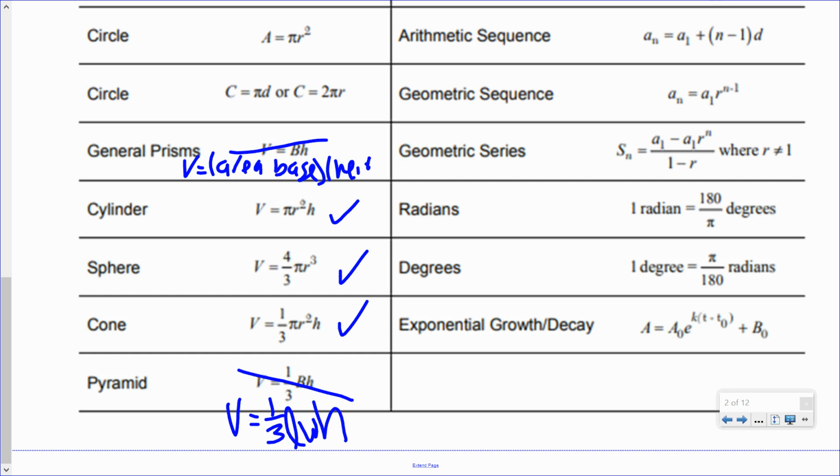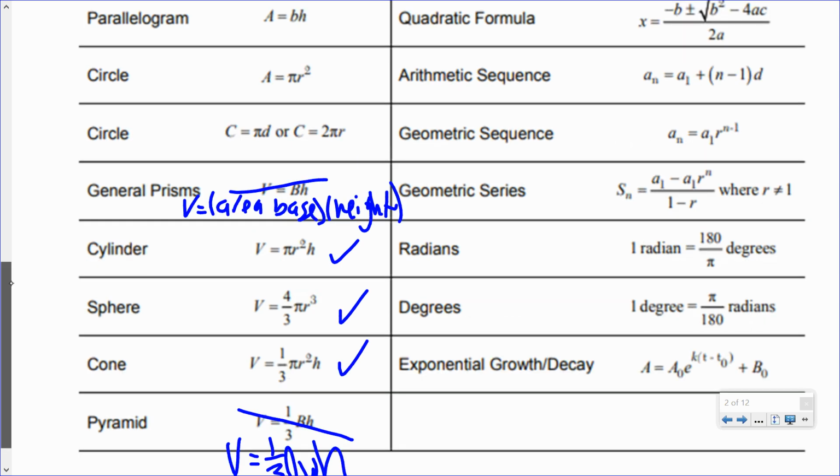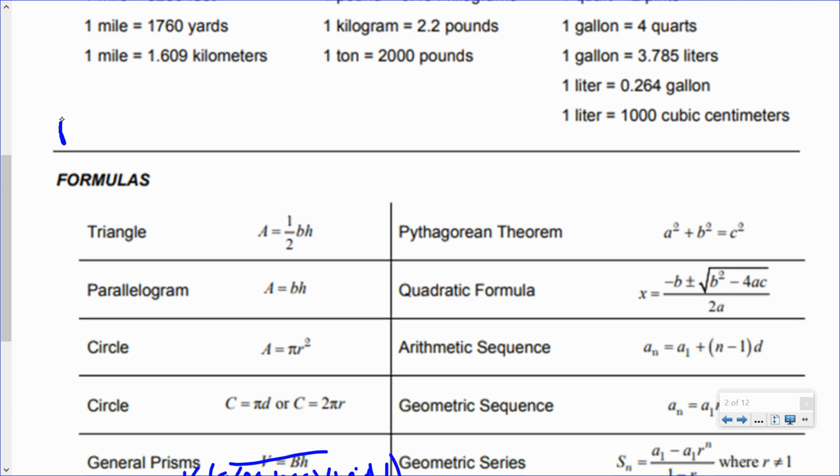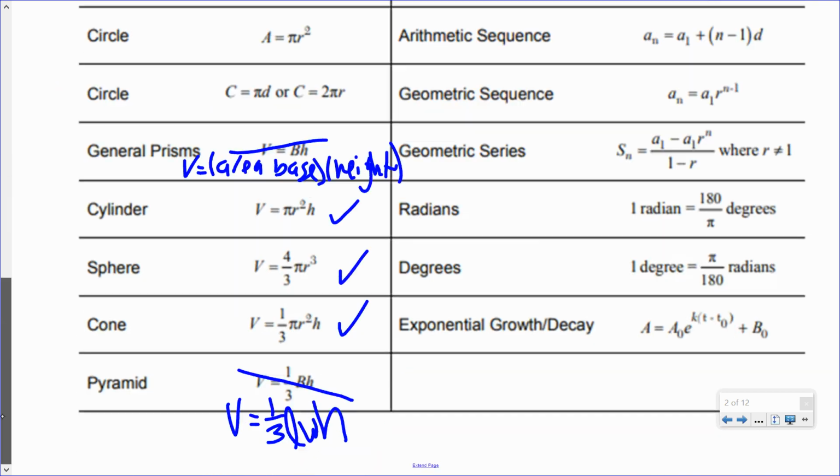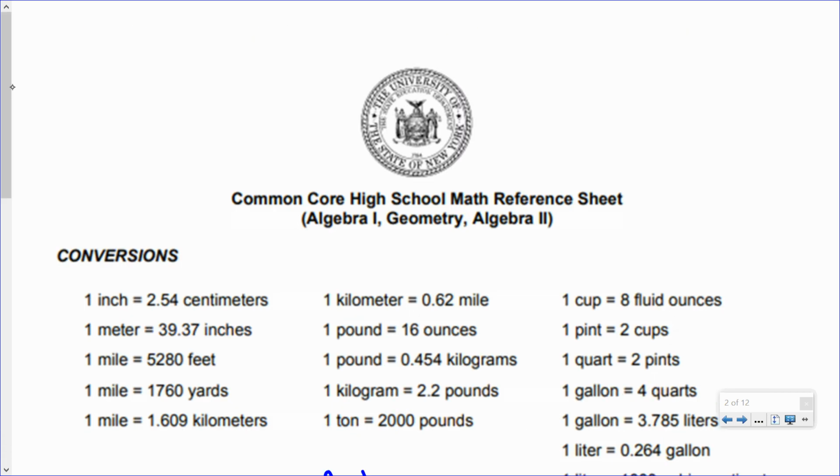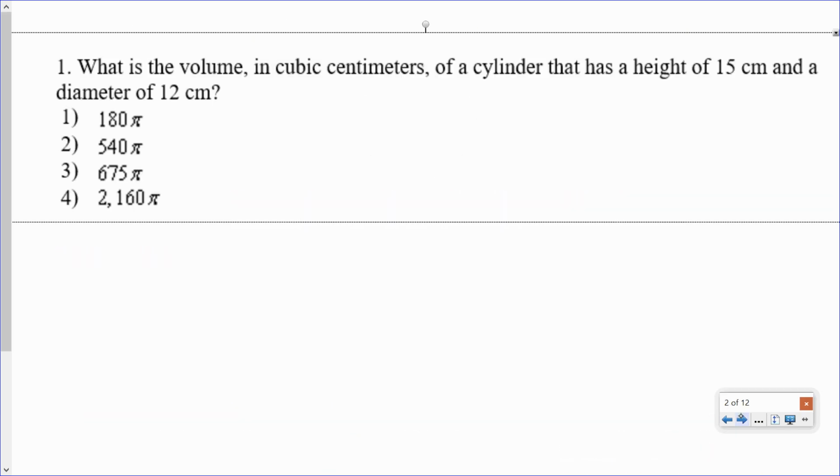times the height, because in general, volume equals the area of the base times the height. And we're going to write in, it's not even on here, rectangular prism, length times width times height. So once you have all those things written in, then you have all the information you need to do all your volume stuff. So let's jump right into it.